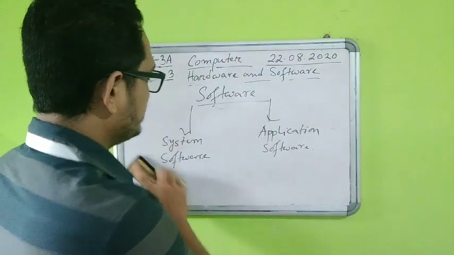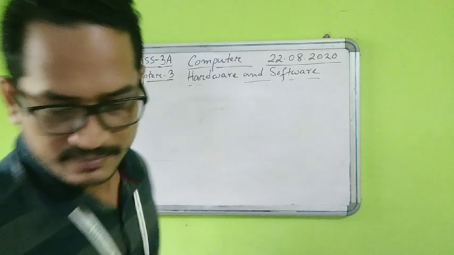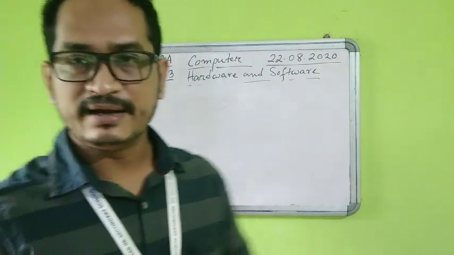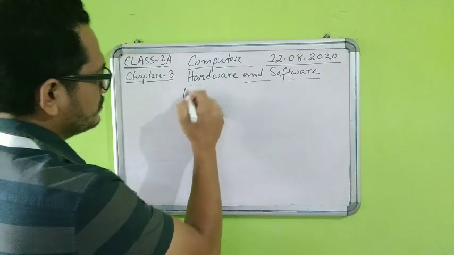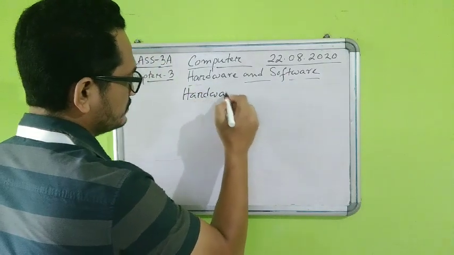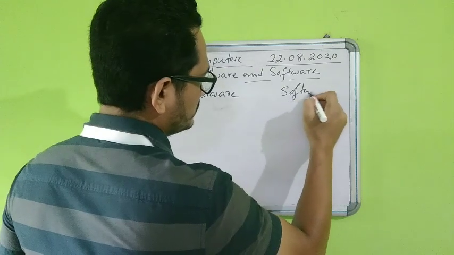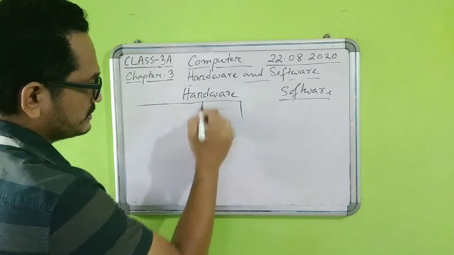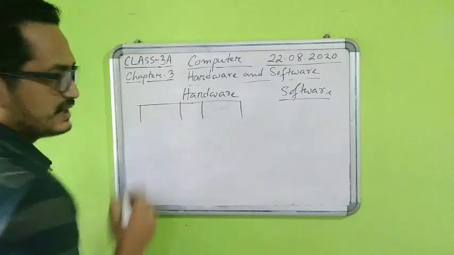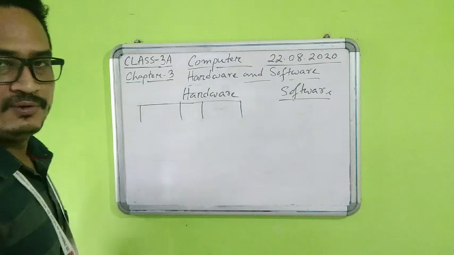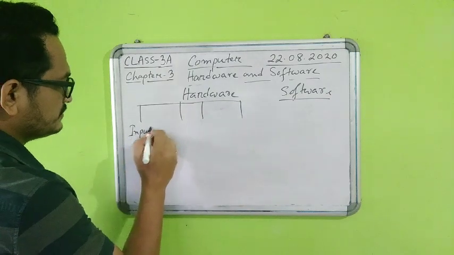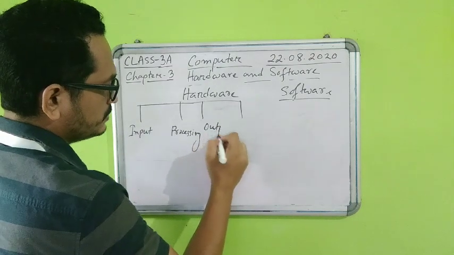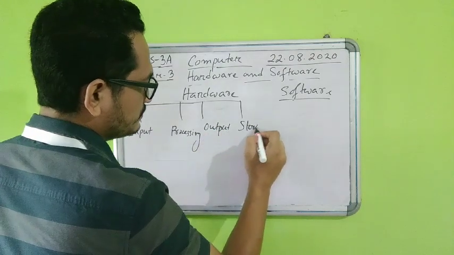But before ending, students, let us do a recalling. Recalling means I will just draw one picture here. Basically we divide the computer system into two things: one is hardware and one is software. Isn't it? Now hardware is actually divided into 4 parts. What are those 4 parts? First one was input device. Then the next one is processing, then this one is output, and this one was storage.